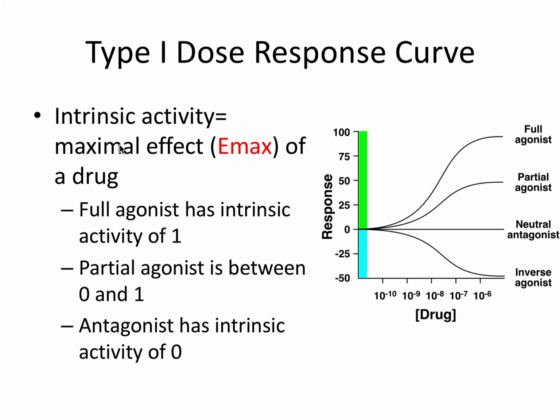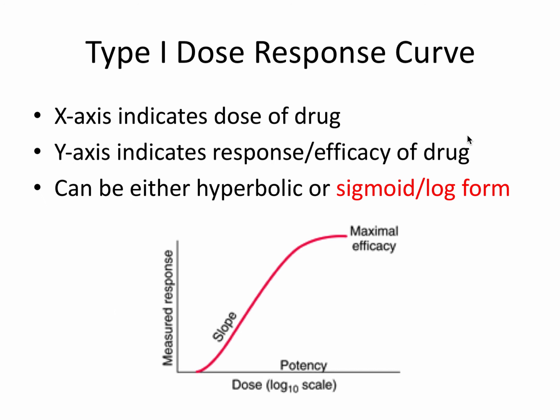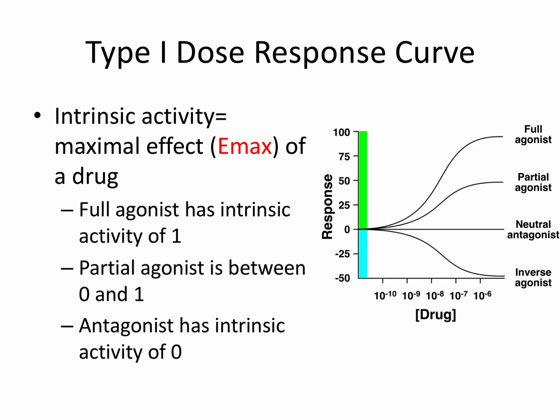So let's go over some definitions in terms of the type 1 dose-response curve. Intrinsic activity refers to the maximal effect, or Emax, of a certain drug. So that would be this peak of the curve. In this example, it also says maximal efficacy, or Emax for short. That would be this plateau of the type 1 dose-response curve.